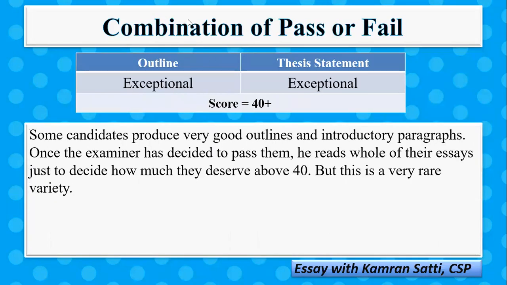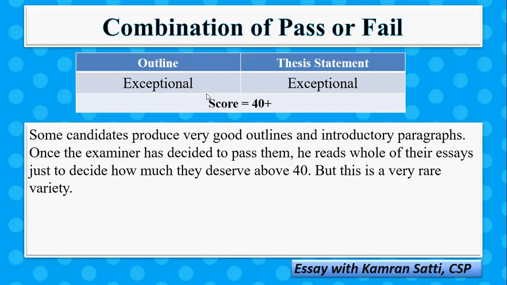So this is another category which the examiner highlights, that some outlines and thesis statements are exceptional, and such candidates score 40 plus. But these are very rare categories. Even those candidates whose mark sheets I have seen over the years, who have topped the exams or who are in the top 10, even they get only 40 marks in the essay. Most students don't.